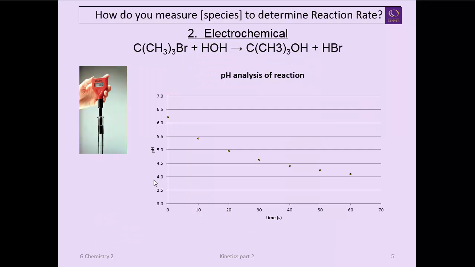Here's another method. Maybe if you had this reaction, let's look at the species. I've got this covalent compound, t-butyl bromide, and water, and you're making t-butyl alcohol and hydrobromic acid. Well, the reactants are not acidic at all, but as you form the products, this is an acid, so you could just watch the pH. And remember, as acid is formed, the pH is going to drop. So here is another example of how you might monitor so you could find the rate at a time.